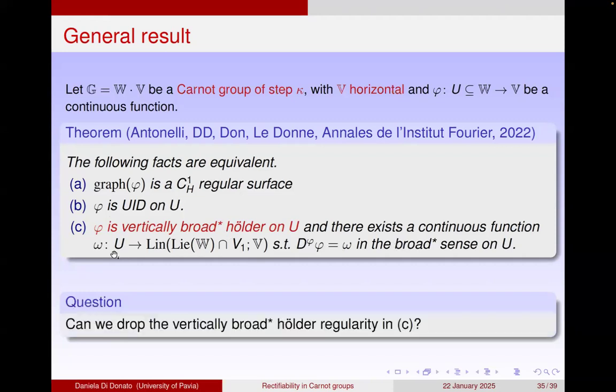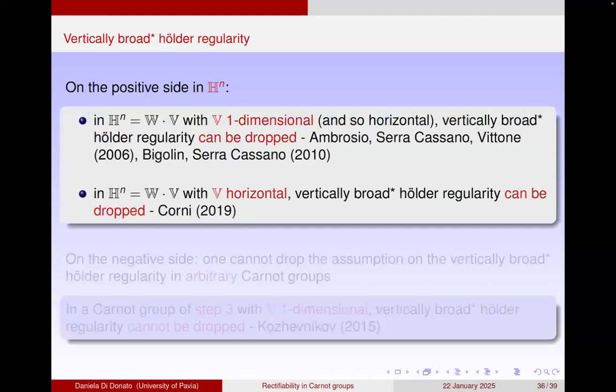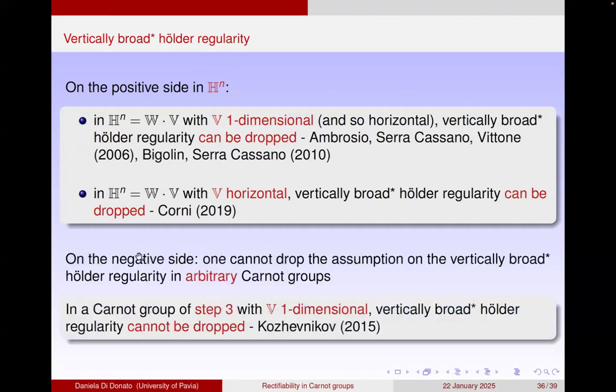The next step is this question. Can we drop the vertically broad star order regularity in statement C? One positive side is in the Heisenberg group, Ambrosio, Serra Cassano, and Vittone, Bigolin, Serra Cassano, and Corni proved that if V is horizontal, it is possible to drop this vertical irregularity. On the negative side, Kozevnikov proved that in a Carnot group of step 3, when V is one-dimensional, it is not possible to drop this vertical irregularity, so it is necessary.